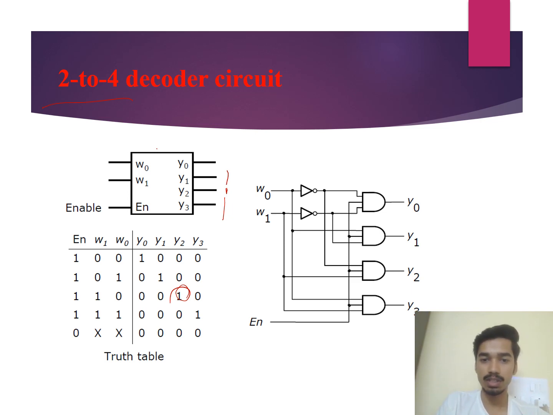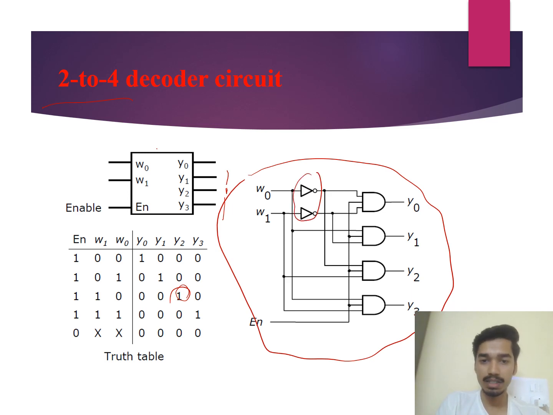And the next one is the logic circuit diagram. We are using two inverter gates to invert the inputs and four AND gates. And one enable line is also there, which is directly going to all the AND gates, and the inverted inputs are going to the AND gates.